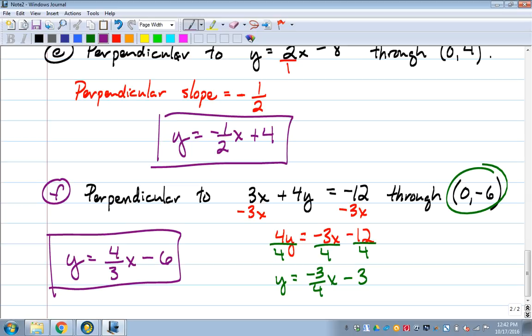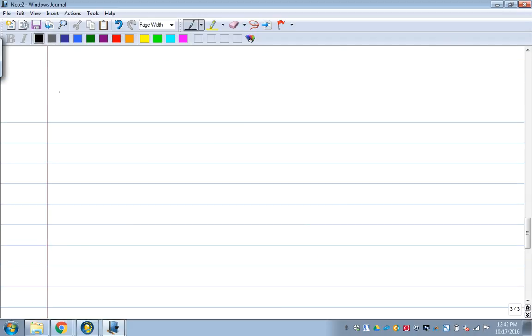Flip it and change the sign. Yeah, flip it and make it positive. That's right. On the previous example, we had a positive 2 slope. We flipped it over and made it negative. So you're always going to change the sign of whatever it is for perpendicular. Okay, let's do one more.